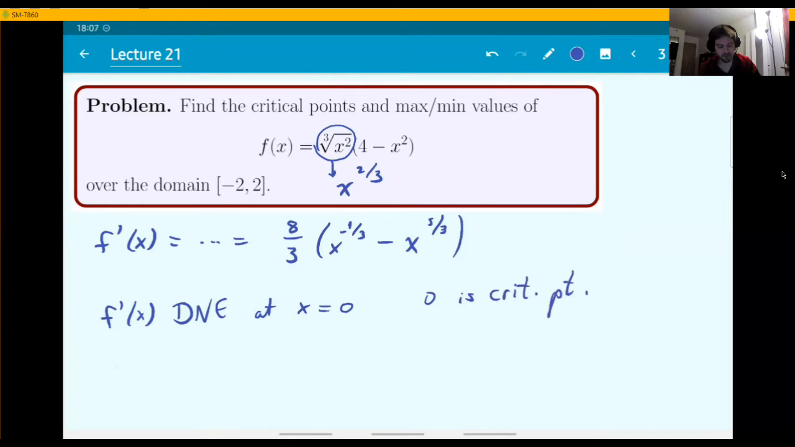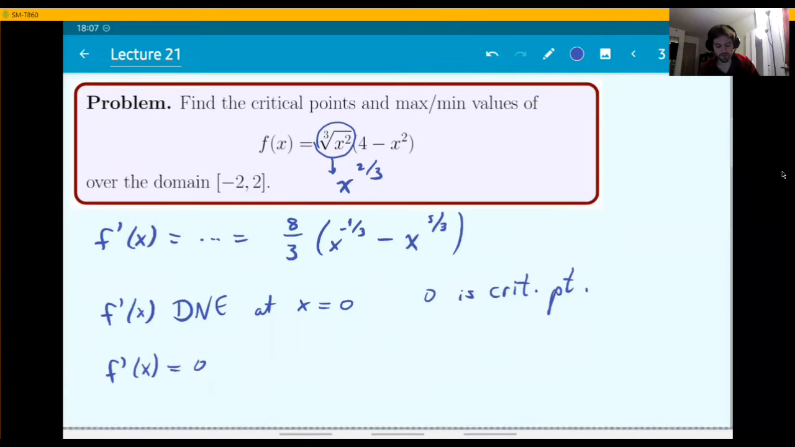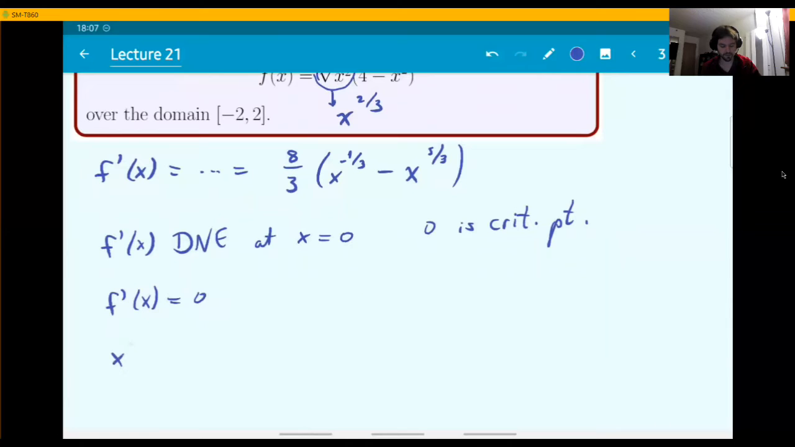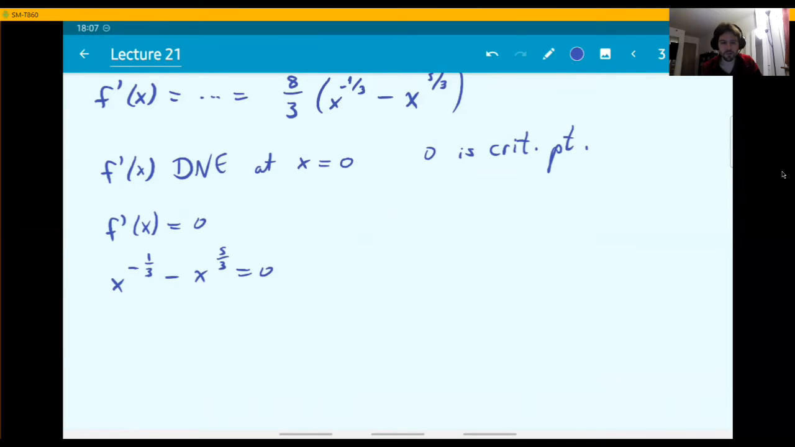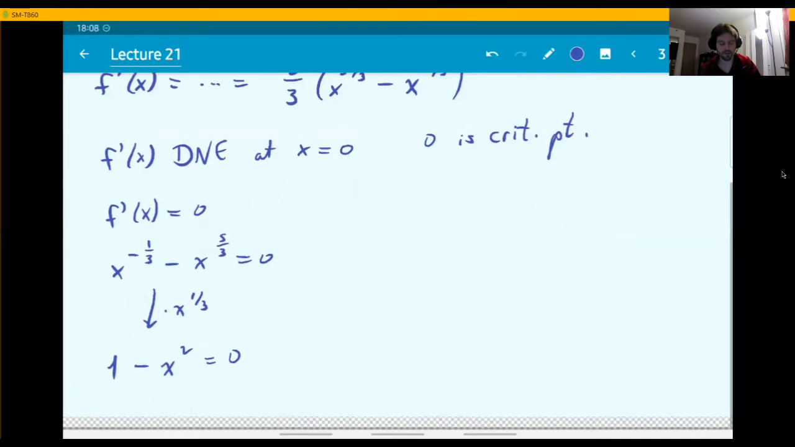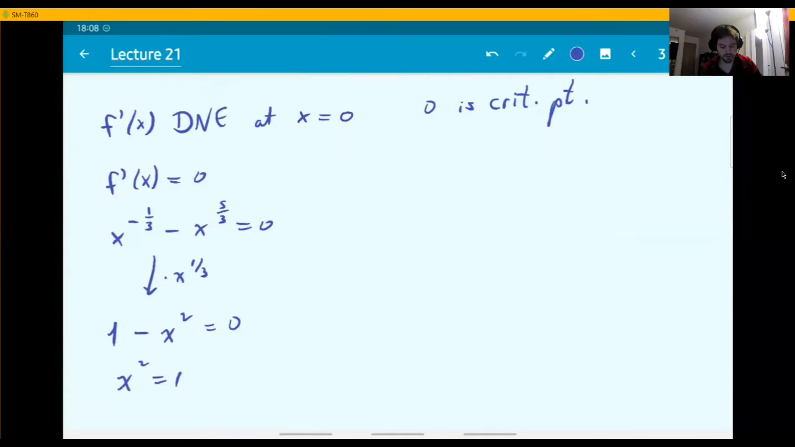But then you can also have f prime of x equals 0 at a few points. Let's solve this equation. So this is what it looks like. Forget about the 8/3 part. Set this equal to 0. How do you solve for x in here? The easiest way is probably to multiply by x to the 1/3. That's going to make the first term equal to 1. And then in the second term, you're adding a power of 1/3 to another 5/3. That makes 6/3, which is 2. So now it's much easier to recognize this equation is just x squared equals 1. So x is plus or minus 1.